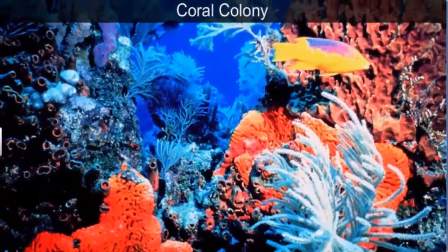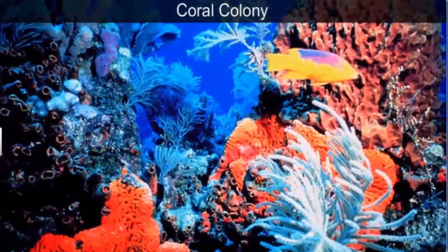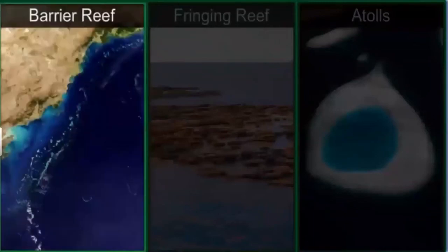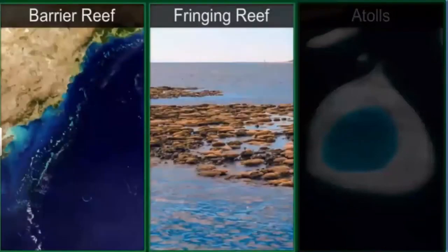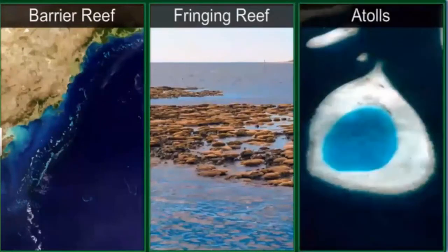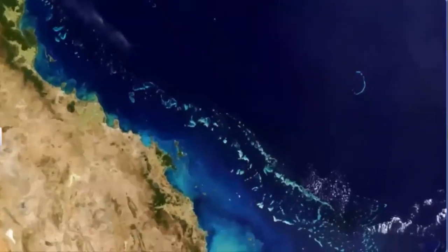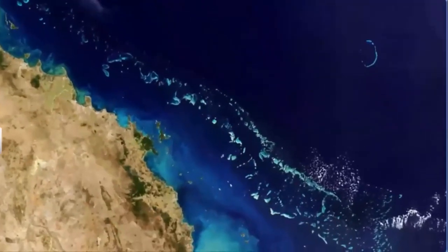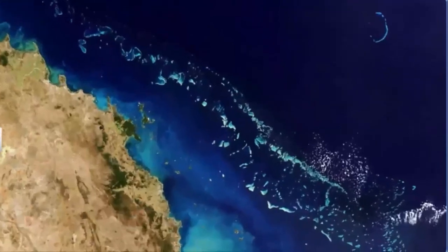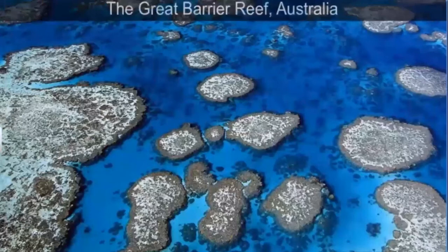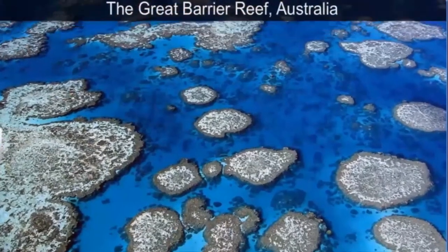There are three main kinds of reefs: barrier reef, fringing reef, and atolls. A barrier reef is one that is separated from a mainland or island shore by a deep lagoon. The Great Barrier Reef of Australia is a good example.